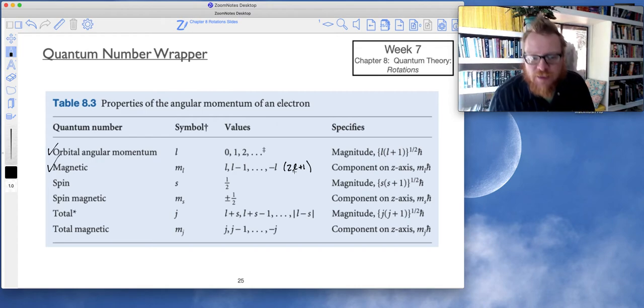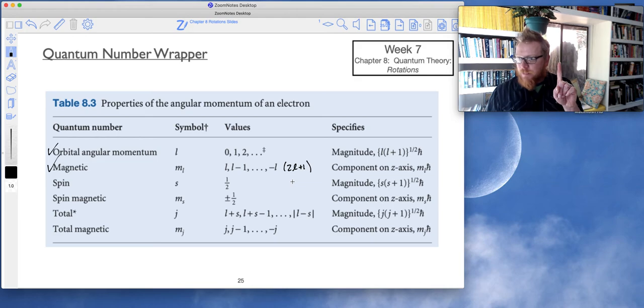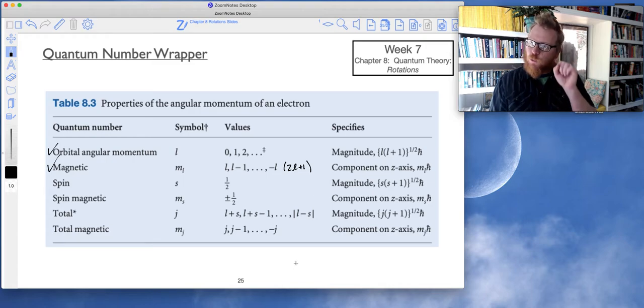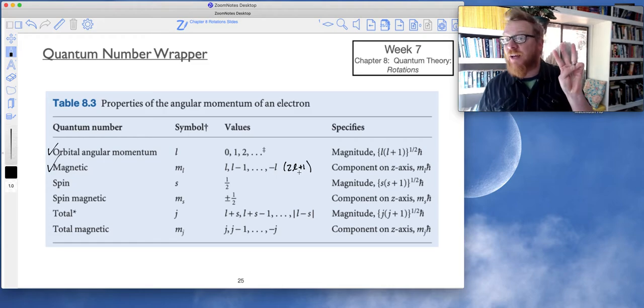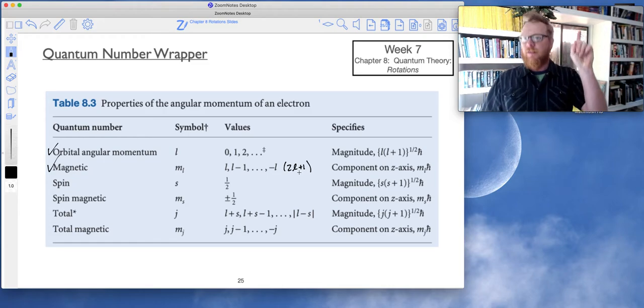So once again, if L is equal to 0, 2 times 0 plus 1 is 1, so that means there's only one mL value for L equals 0. If L is equal to 1, then 2 times 1 is 2 plus 1 is 3. So that means there would be 3 mL values, and they are -1, 0, and +1.